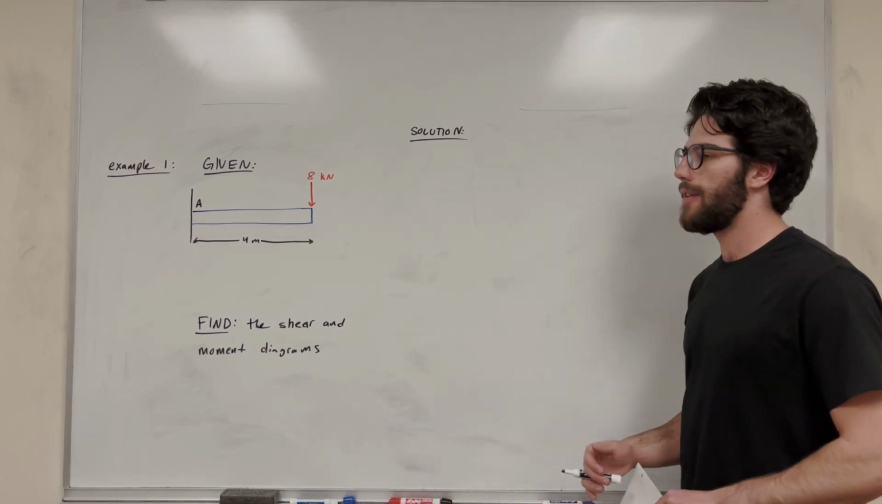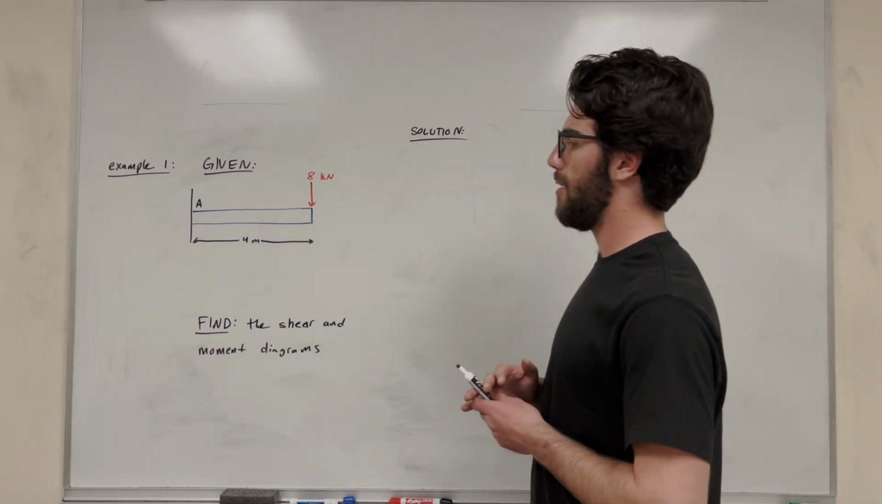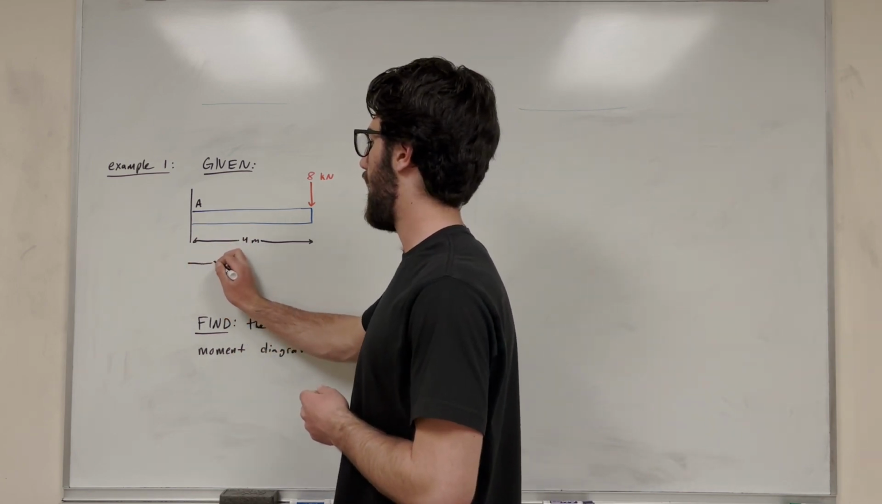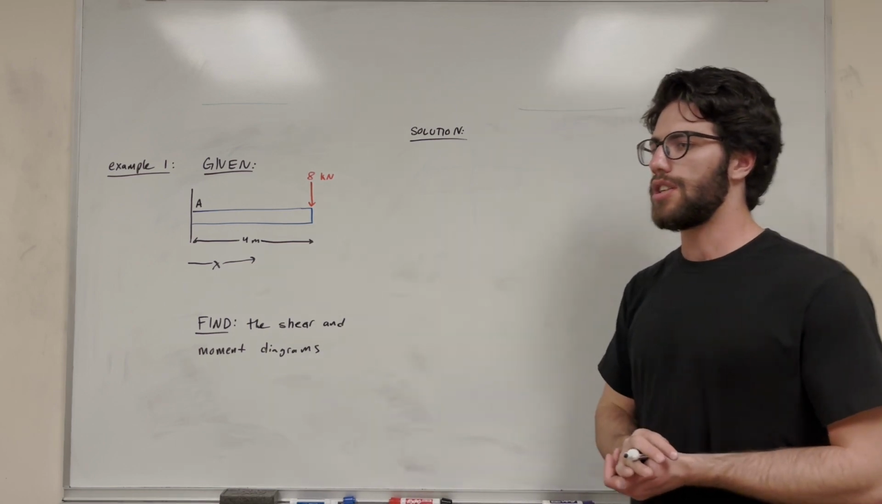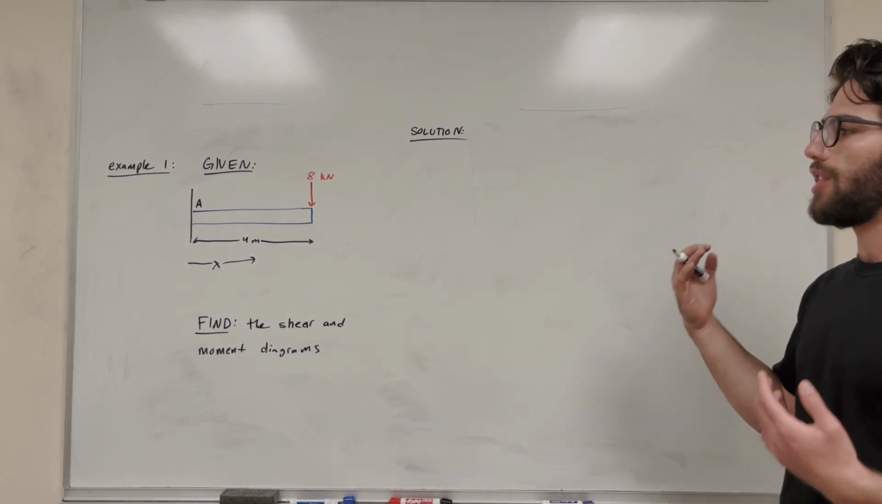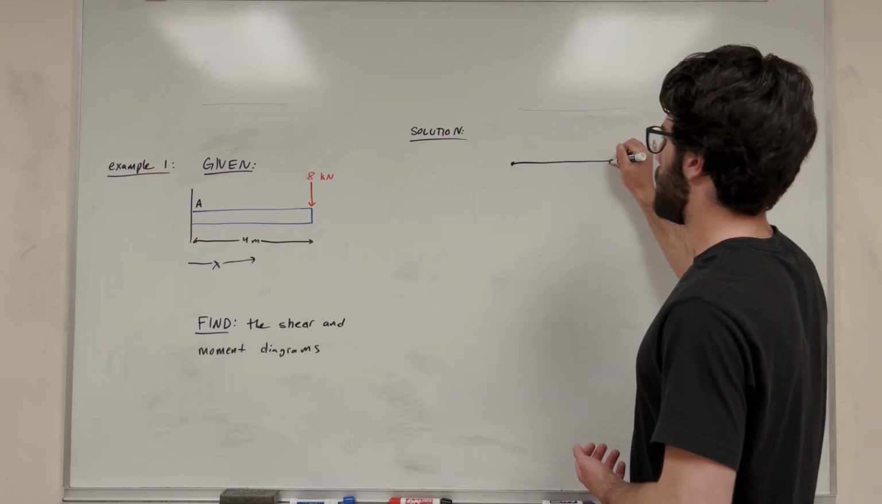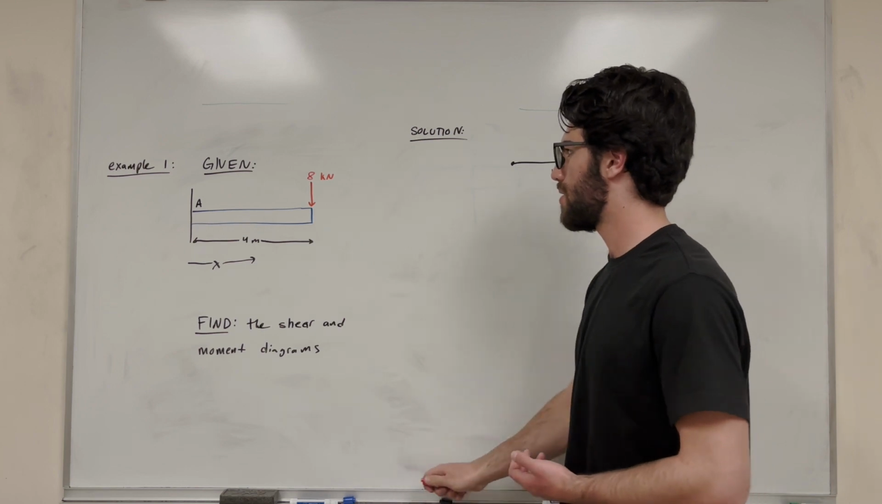So let's go ahead and get started. First of all, we need to figure out the support reactions at A, because we're going to take the shear and moment diagrams starting from A, and X is going to be going outward in this direction. This means that before we can draw the shear diagram, we need to figure out all the unknowns. So to do that, let's start with the free body diagram. We know that this is 4 meters long, and let's draw in all of our forces.